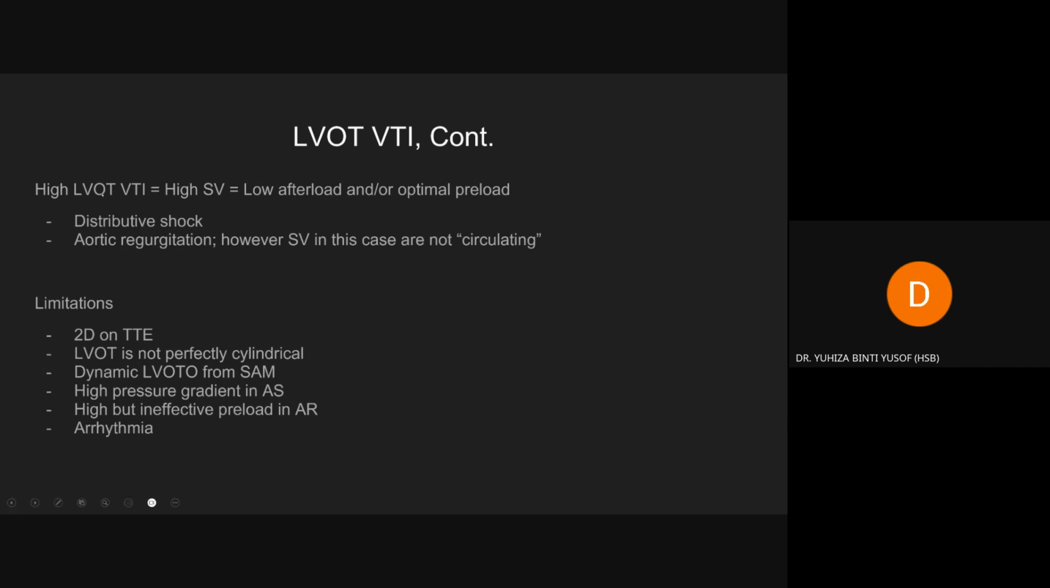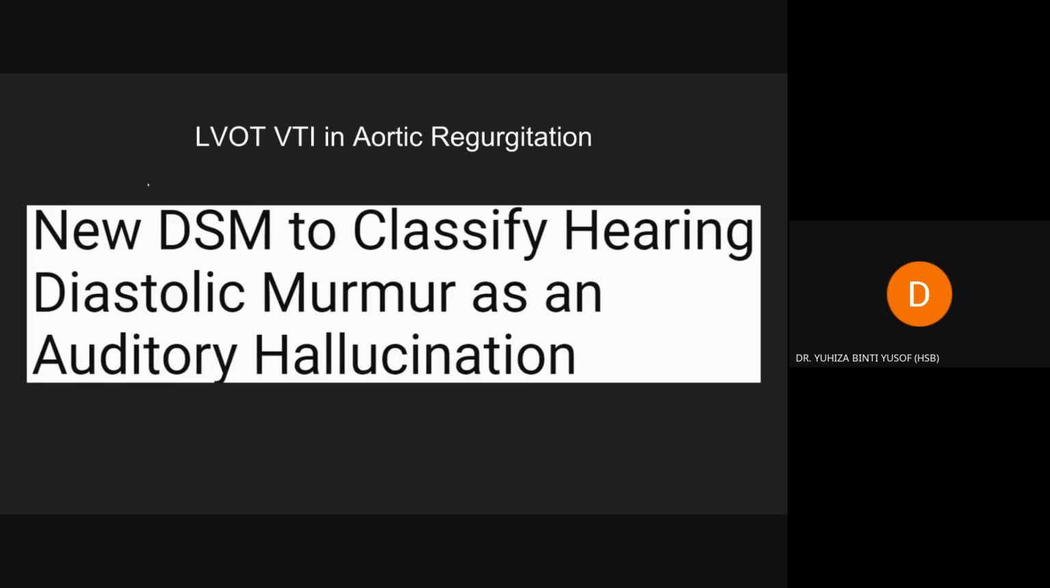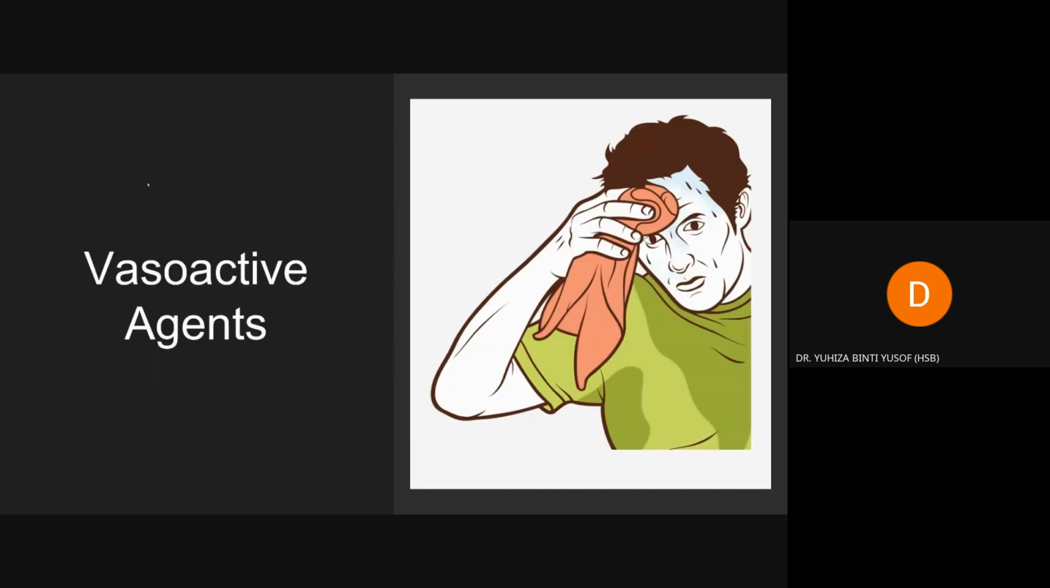For a high LVOT VTI, you might think it is easy to differentiate between distributive shock and aortic regurgitation, but it's not really true, because the murmur for aortic regurgitation is a diastolic murmur, and I have long believed that the diastolic murmur is just an invention to torture medical students. What diastolic murmur? It's not common, because you don't hear it much. Now that we have ultrasound, hearing the murmur is easy. Just do it and there is a sound, on the echo.